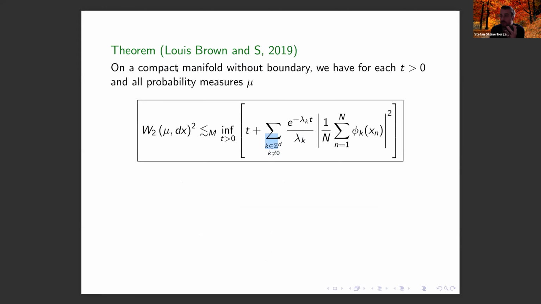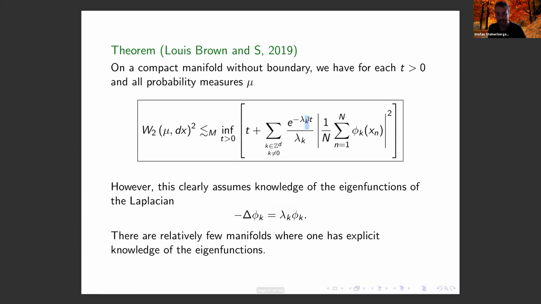If you have a compact manifold in d dimensions, no boundary, sufficiently nice, then you can always bound by a similar trade-off where you pick a parameter t, and the larger the t, the better the second term, but of course the bigger the first term. So it's a balancing between 2 factors. And here what you get is eigenvalues and eigenfunctions of the Laplacian, with this normalization.